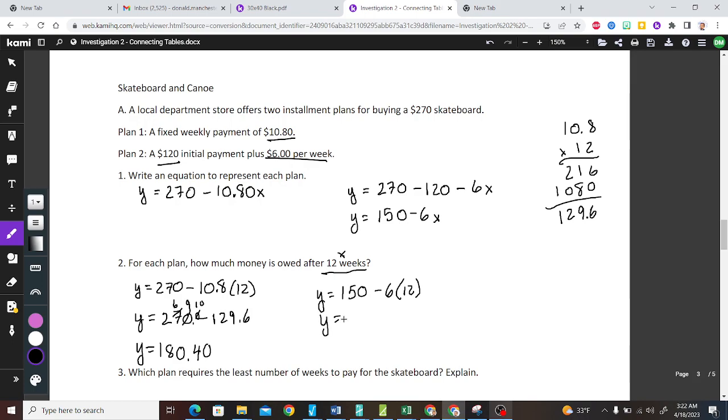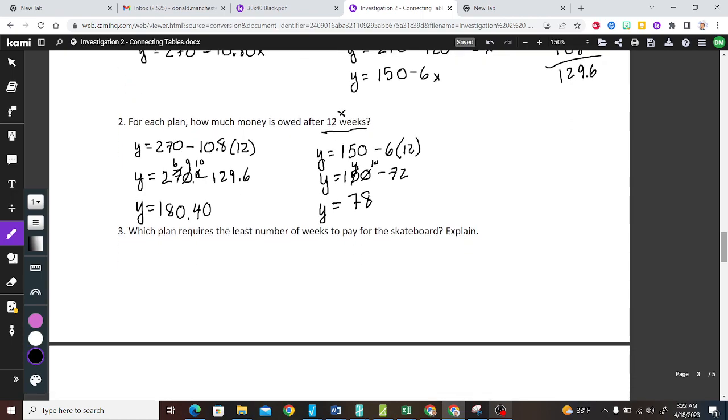6 times 12 is 72. So we're going to borrow. Becomes a 10. This becomes a 4. 10 minus 2 is 8. 14 minus 7 is 7, sorry, which gives us 78.